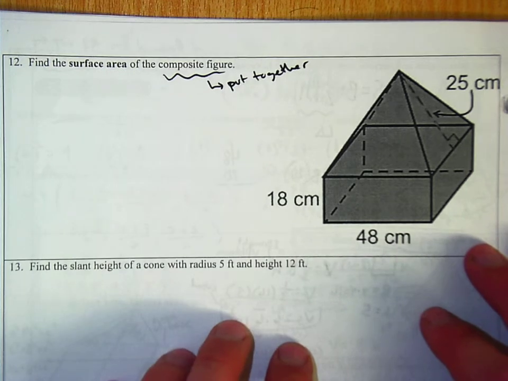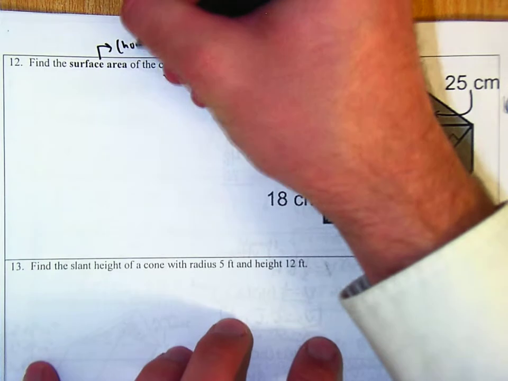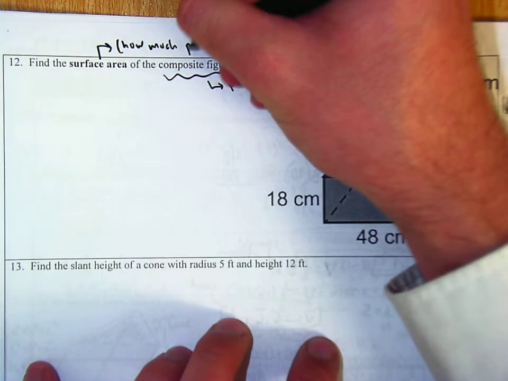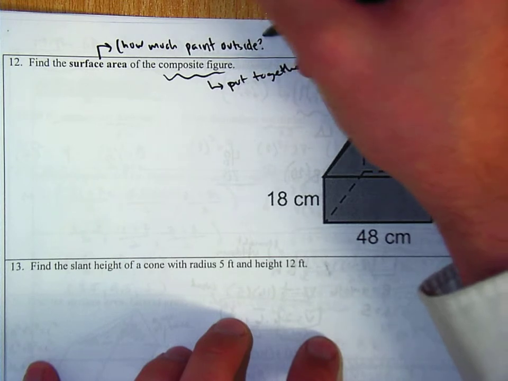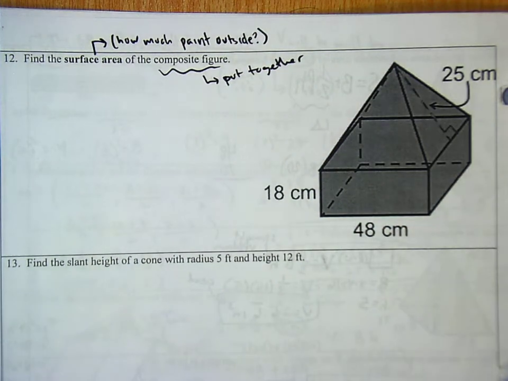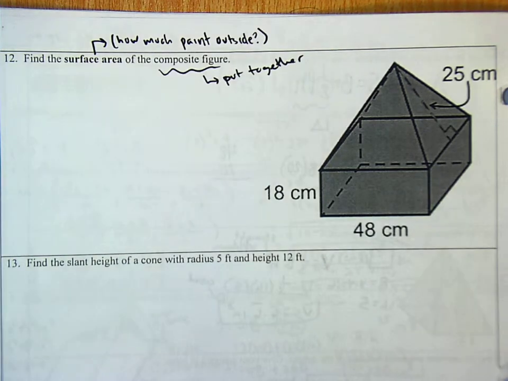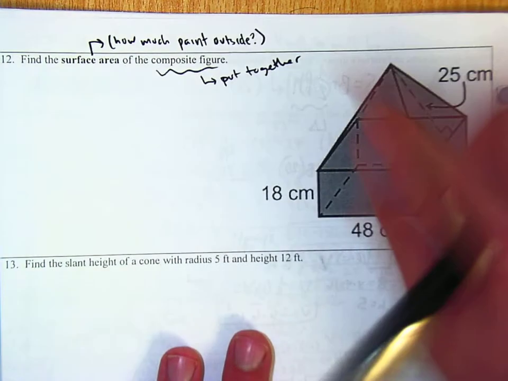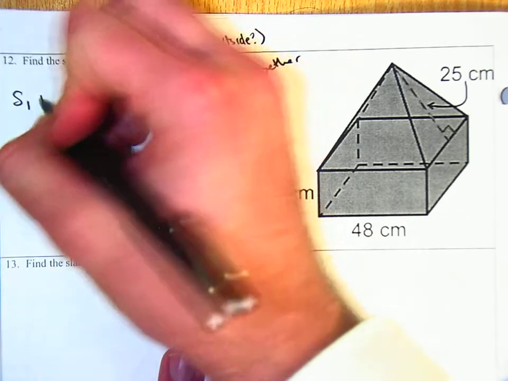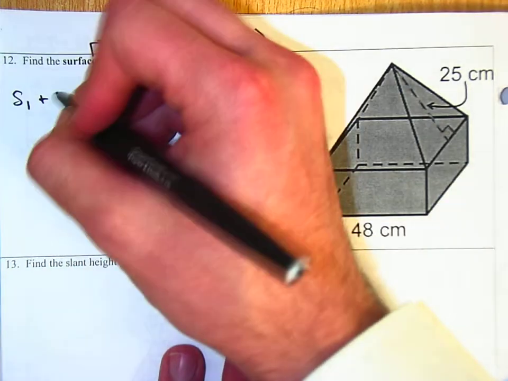But we also have to remember our main definition of surface area is how much paint goes on the outside. If I were going to paint this thing, how much paint would I need to get all the way around the outside? That's going to be really important, because we're going to take S1, this thing on top, the surface area of the first one, and add it to the surface area of the second one.